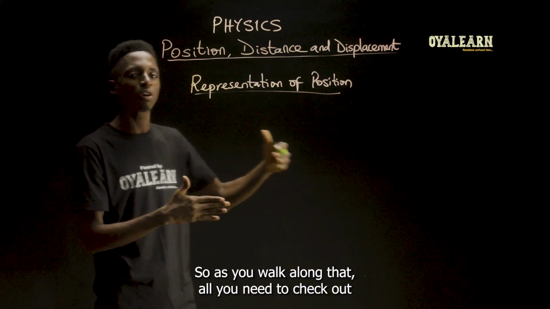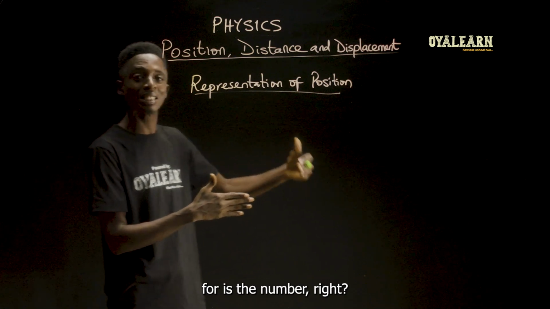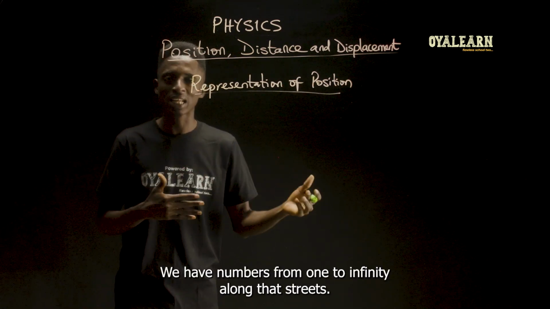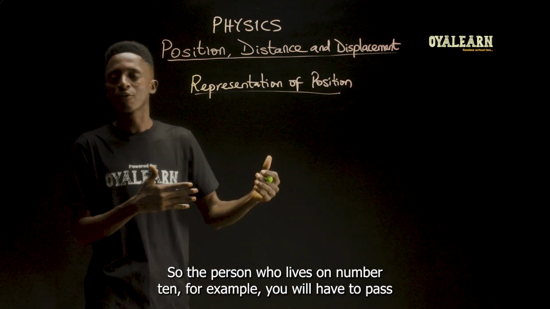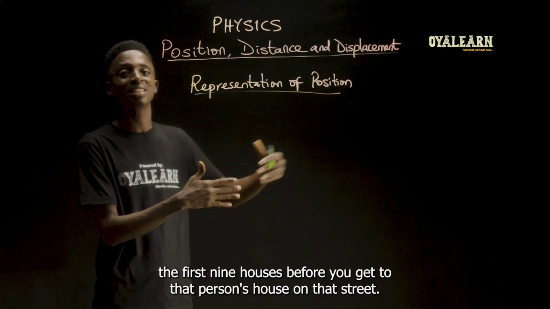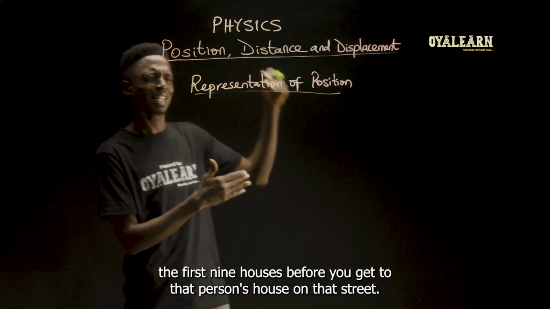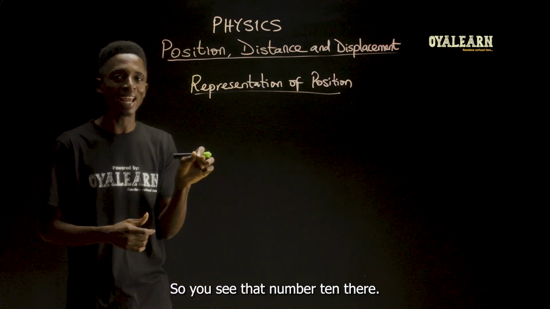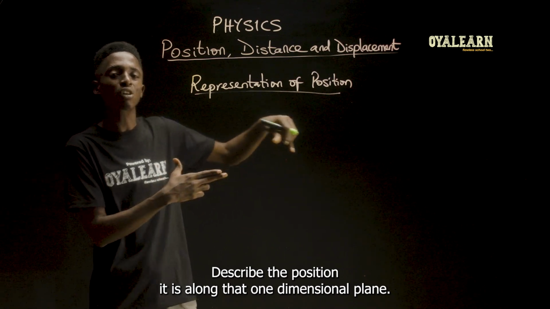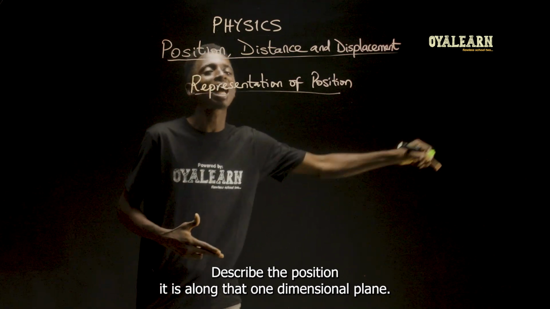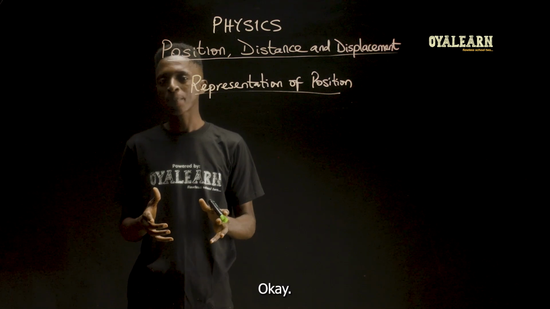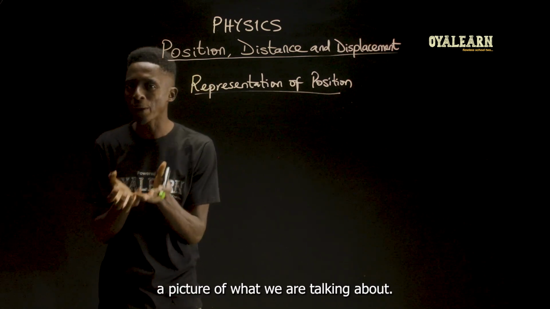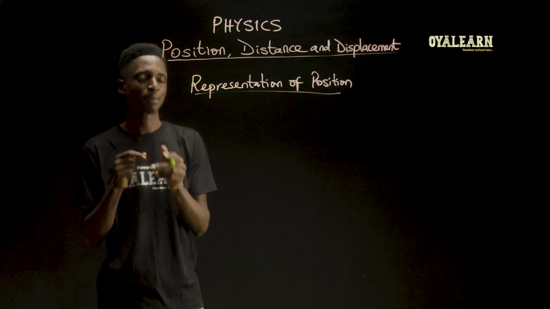So as you walk along that, all you need to check out for is the number, right? You have numbers from 1 till infinity along that street. So if the person lives on number 10, for example, you have to pass the first 9 houses before you get to that person's house on that street. So you see that number 10 there describes the position along that one-dimensional plane. Now this is not exactly how it is in physics, but it kind of gives you a picture of what we are talking about.